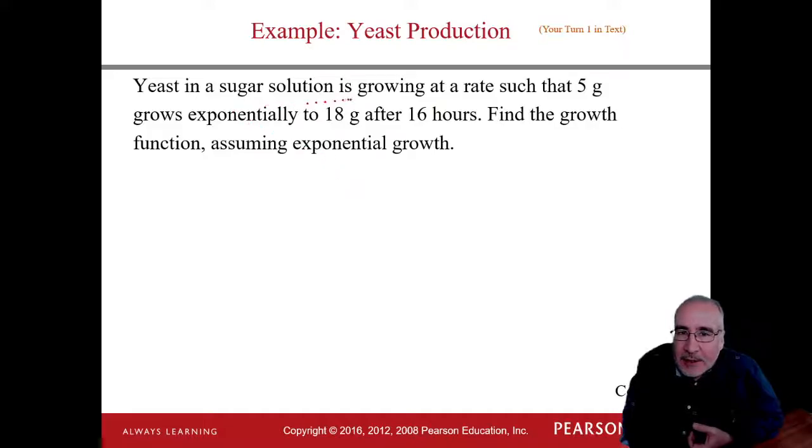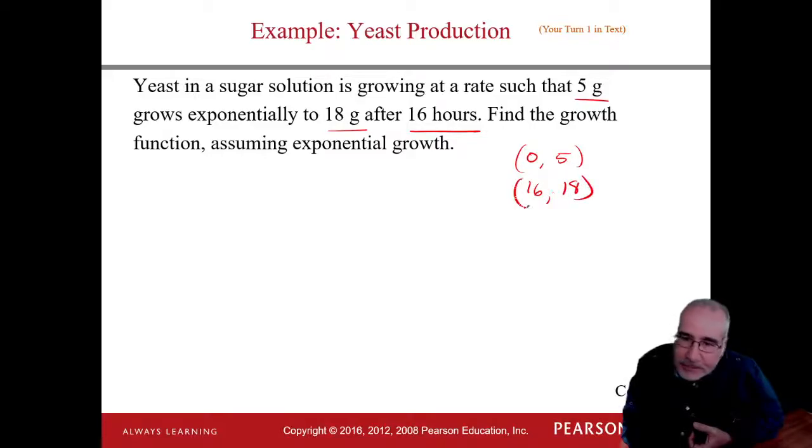A sugar solution is growing at a rate such that 5 grams grows exponentially to 18 grams after 16 hours. Find the growth function, assuming exponential growth. So at time 0 we have 5 grams, and 16 hours later we have 18 grams. We could do exponential regression on this.